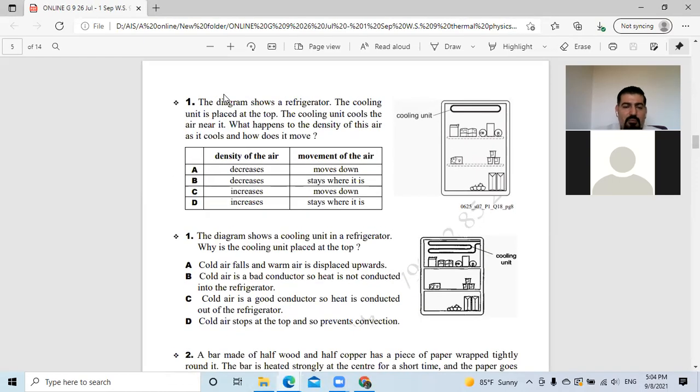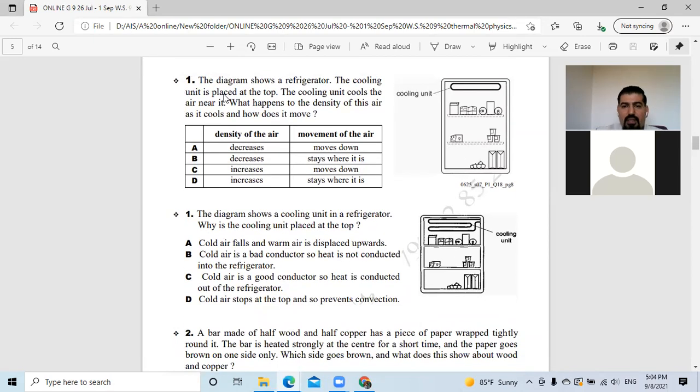We are going to answer the multiple choice questions about transferring heat.